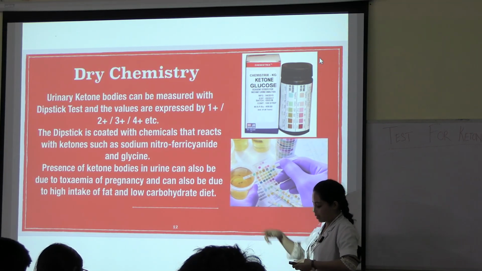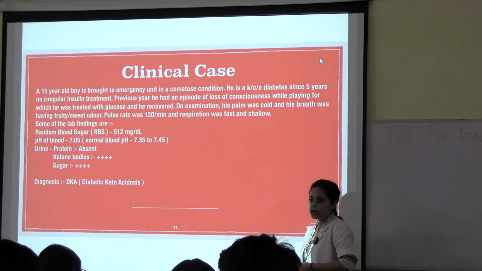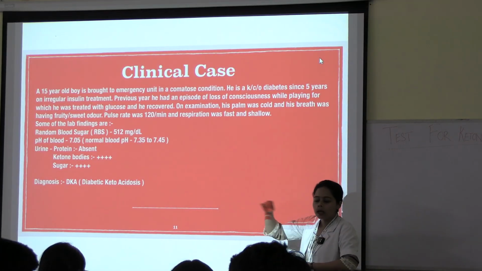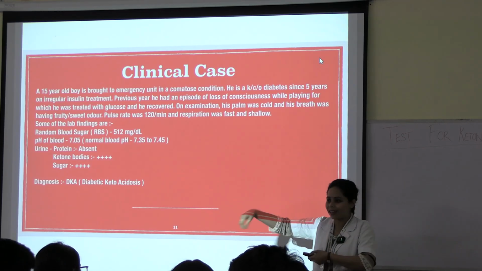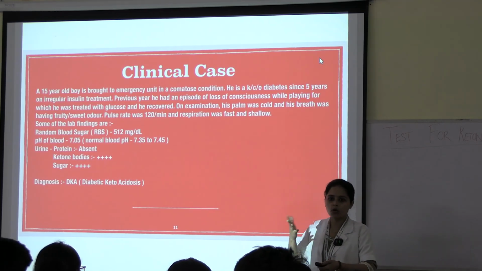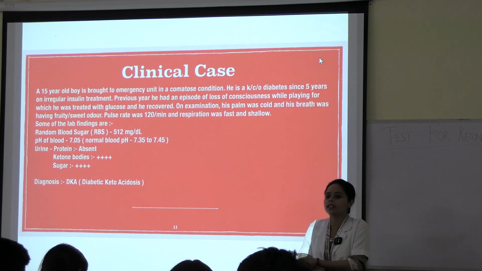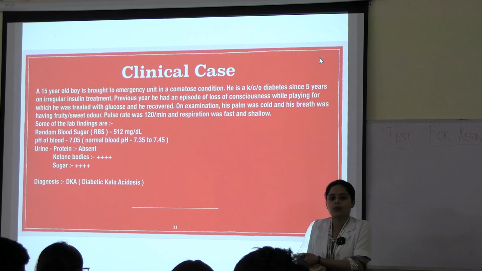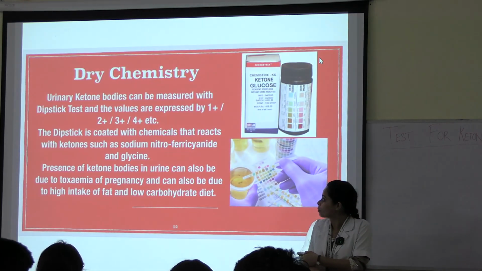Okay, so in my clinical case, ketone bodies were plus, right? We did the dipstick test because the patient came in the emergency. You cannot say, wait, give me your urine sample, let me perform Rothera's test. No time for that. The patient is comatose. In emergencies, we do the dipstick test for the fast result.